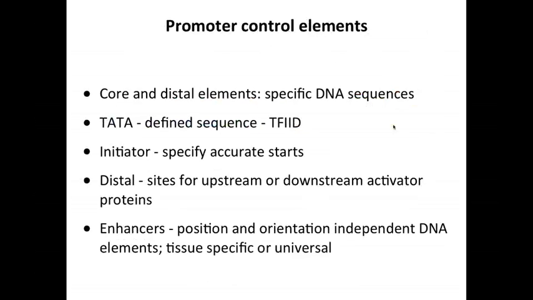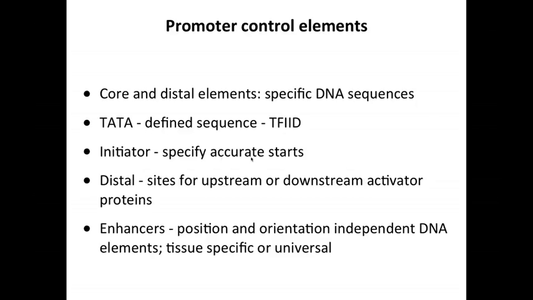So this is basically a summary of some of these promoter control elements so that you have it written down. Again, there are core or distal elements. Again, these are specific DNA sequences in the double-stranded template that regulate transcription. And one of them was the TATA box, which is a very specific sequence of TAs and TAs. And this binds a protein, which we'll talk about later, called TFIID. We'll be talking about a number of these proteins that are involved in transcription. TF stands for transcription factor.